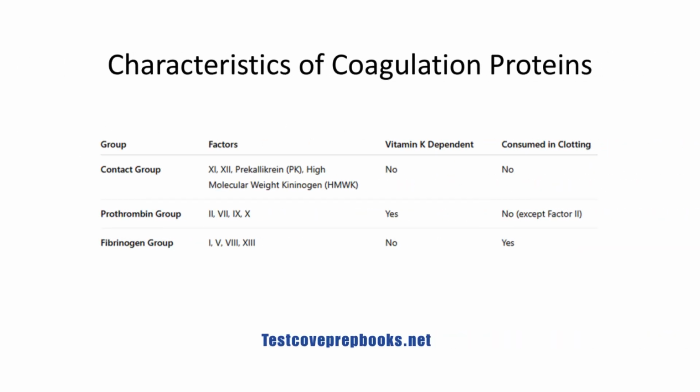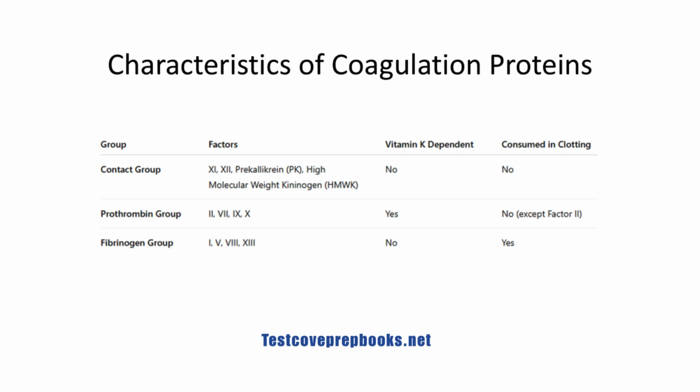Let's walk through the characteristics of coagulation protein groups. First, we have the contact group. This group includes factor XI, factor XII, prekallikrein, and high molecular weight kininogen. These proteins are not vitamin K dependent. They are also not consumed during the clotting process, meaning they remain in plasma after clotting occurs.